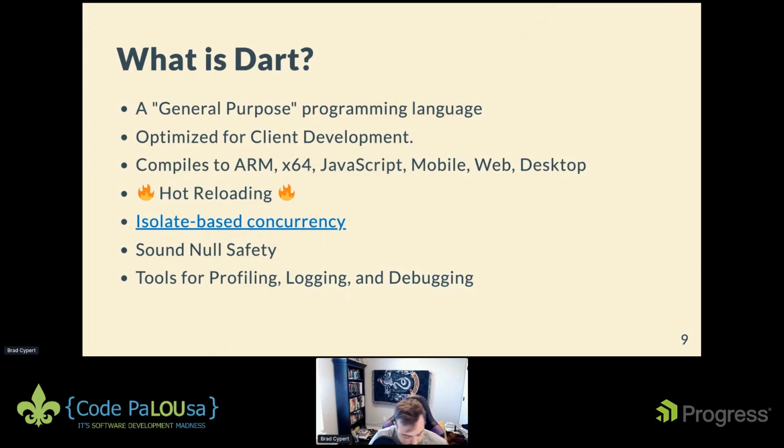Very recently, they introduced sound null safety. This means that if your application supports sound null safety, it can guarantee whether it's null safe or not. The compiler will check that for you and say, hey, you're using something that could be null and shouldn't be, or could be null and you need to check for that. And then one thing I really like, most modern languages are doing this. I say modern, maybe next-gen languages, the ones that are coming out within the past 5 or 10 years. But it ships with tools for profiling, logging, debugging, formatting, things like that.